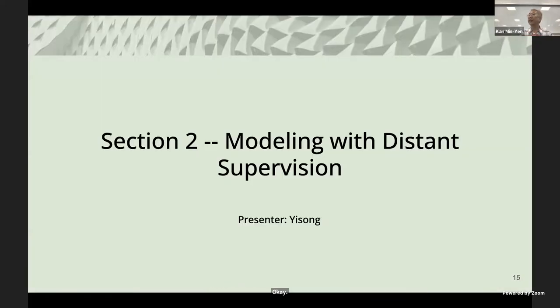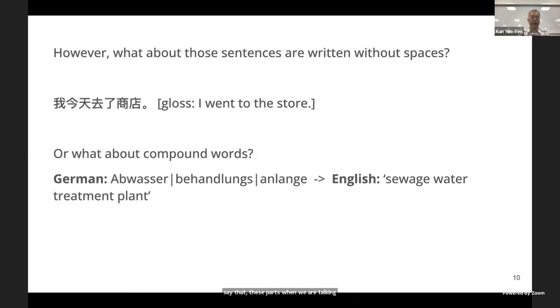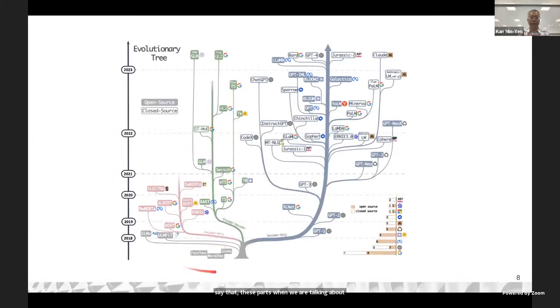I think the whole point of that section is to say that when we are talking about tokenization, these parts are really important because they form the basis for how we're doing all of the encoding and decoding. We already know that NLP works in a pipeline. Whatever you do at the front of the pipeline, if you make mistakes, those things cascade downstream. So if you get your tokenization off by a little bit, it could have fairly large effects downstream, and that's why it's important to do it properly.